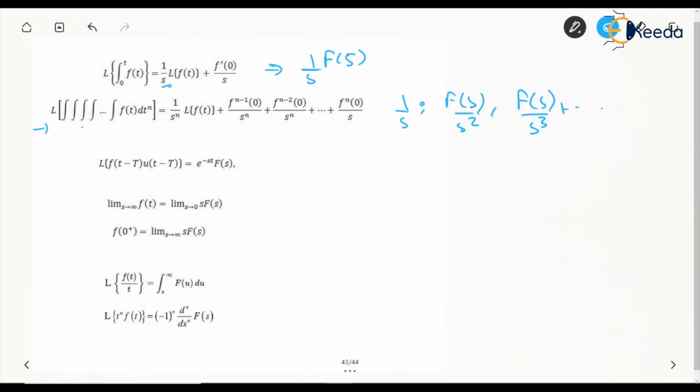This term comes from the integration from minus infinity to 0. So if at all we have such a condition, then only we will have this term, otherwise this term won't be there. Generally in our general cases we won't get this term, we will have only this term. Otherwise we will have all such terms if it is present there. So this was about integration.